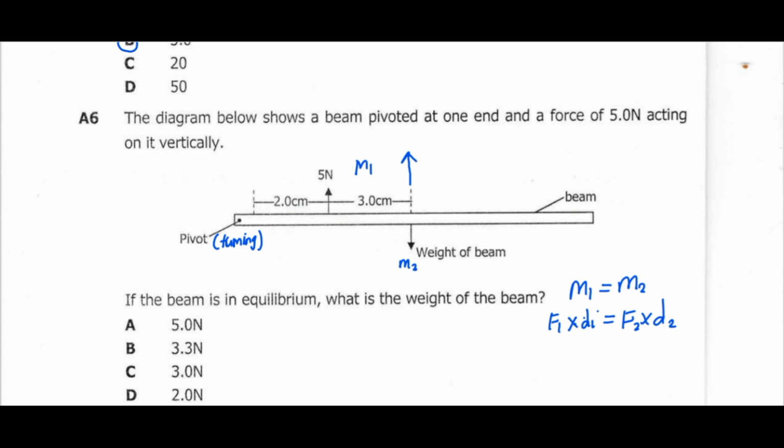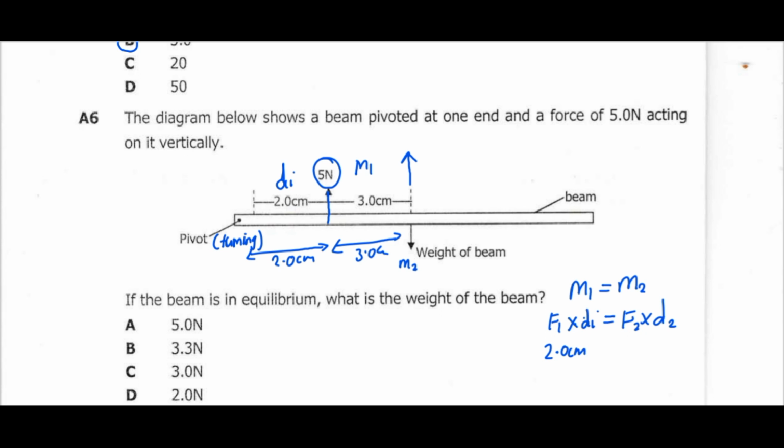Now, what do you mean by that? Say the point is here. The distance from here up to here is just 2.0 centimeters. Then from here up to here is 3.0 centimeters. So we'll call this one distance 1. The distance 1 is just from the pivot up to where the 5 Newton is.